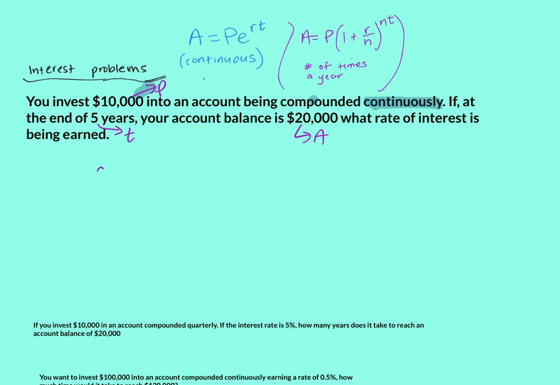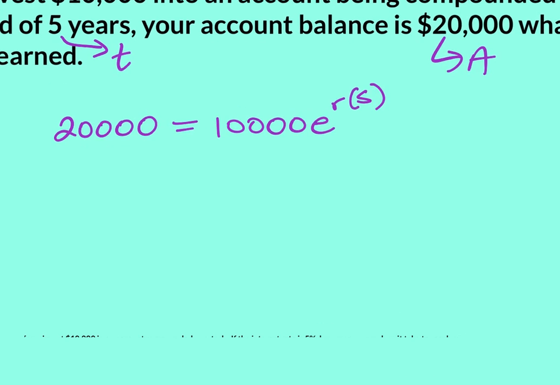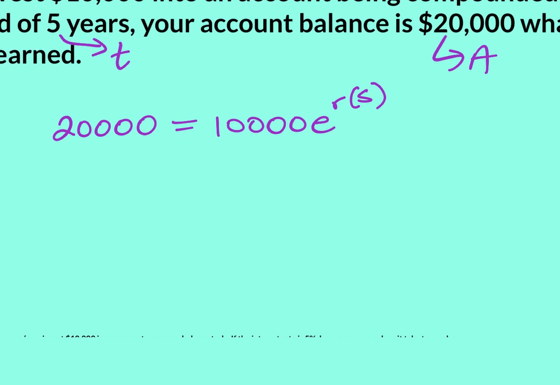So 20,000 equals 10,000 times e to the r, which I don't know, times 5, which is t. So now we've got, that's not continuous, that's for the other one. So now I got to solve for r. What do I do first?